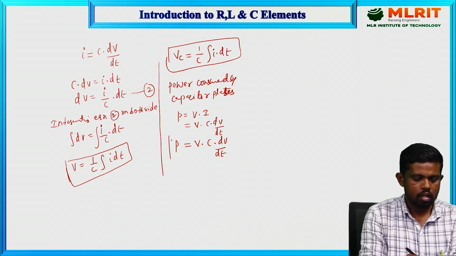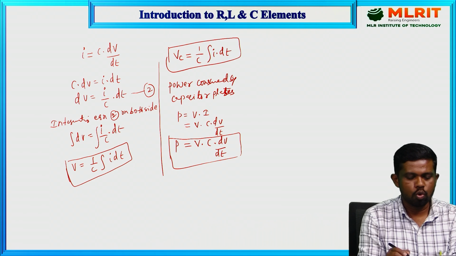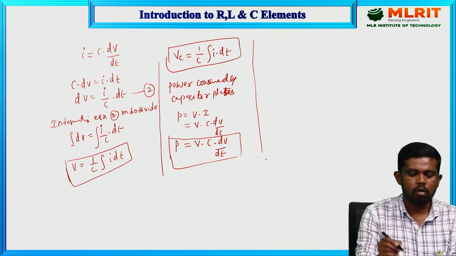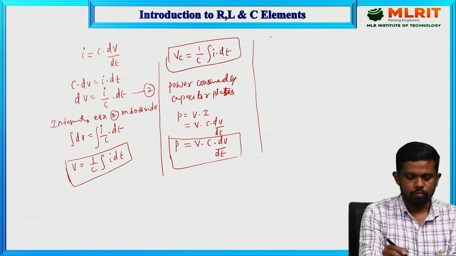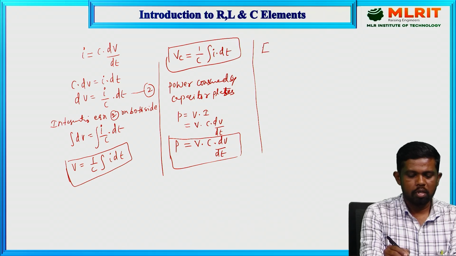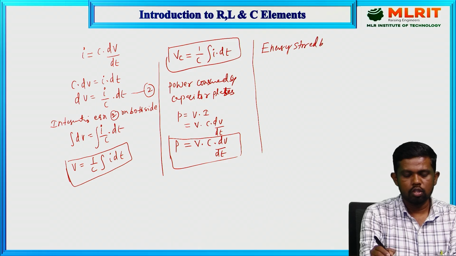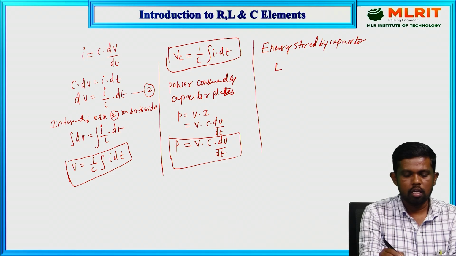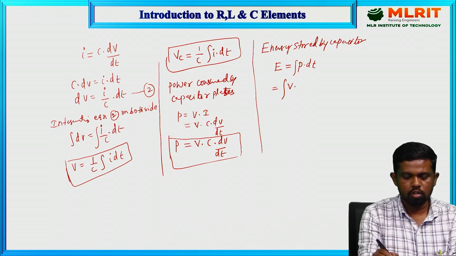So we can clearly conclude this capacitor is an energy storage element, which can store energy in the form of electrostatic field. Based on that, we need to find how much energy is stored by the capacitor. So the energy E equal to the integration of P into dt. We have already determined the power value, so we substitute V into C into dV upon dt, into dt, so both dt get cancelled.